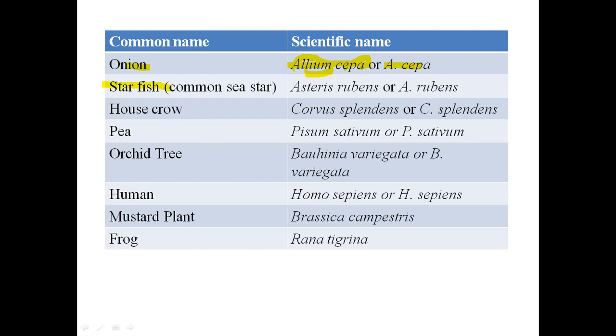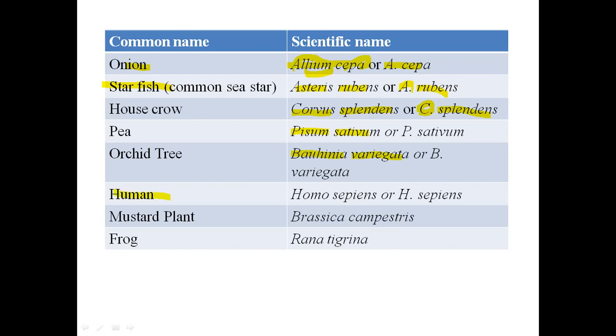Then starfish: for starfish, Asterias rubens is mentioned, or in abbreviation, A. rubens will be used. For house crow, Corvus is the genus and splendens is the species, so Corvus splendens can also be written in abbreviated form C. splendens. For pea, Pisum sativum is used. Pisum is the genus and sativum is the species. For orchid tree, Bauhinia variegata is assigned. Bauhinia is the genus, variegata is the species.